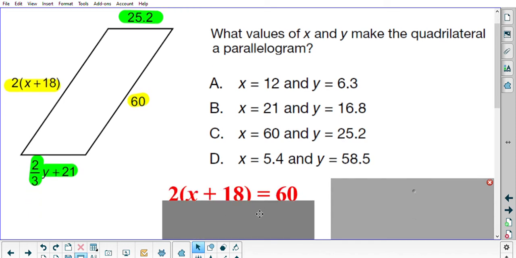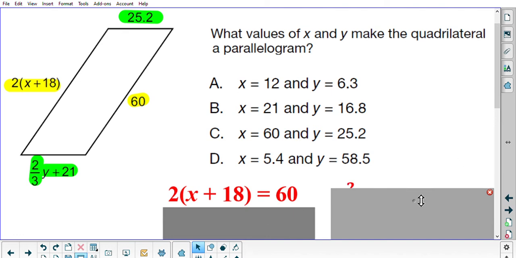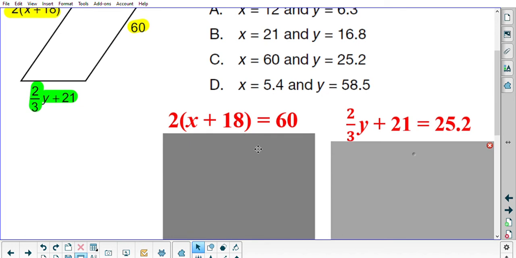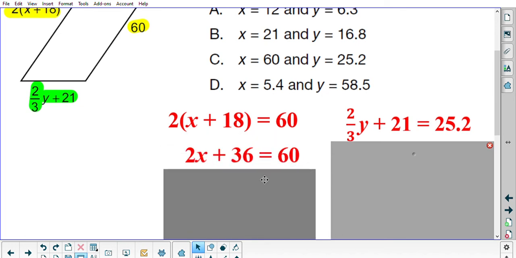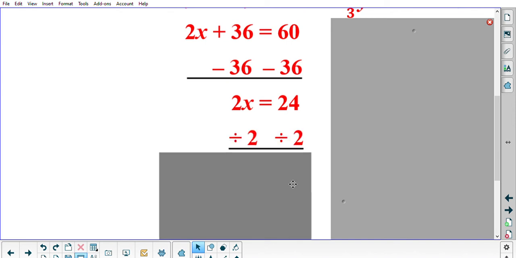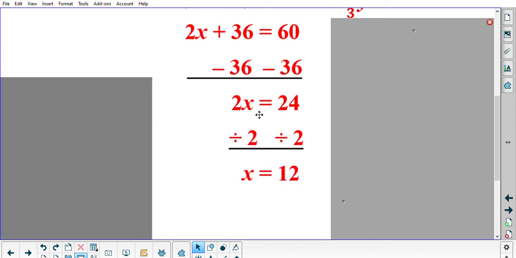Okay, I hope you've already done this on your own. You set up the equation 2 times (x plus 18) equals 60, and you set up the equation 2/3 y plus 21 equals 25.2. I would use the distributive property with the parentheses equation. 2 times x is 2x. 2 times 18 is 36. Then I subtract away 36 on both sides. Divide by 2, and you will get the answer of x equals 12.